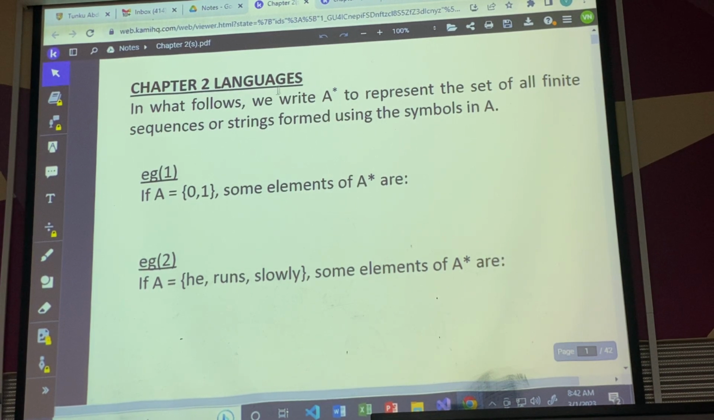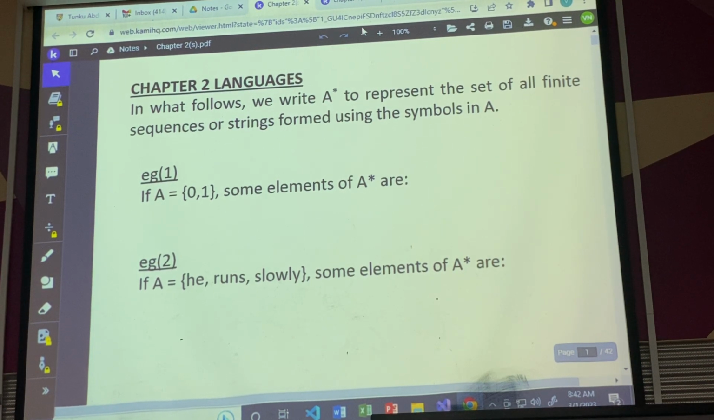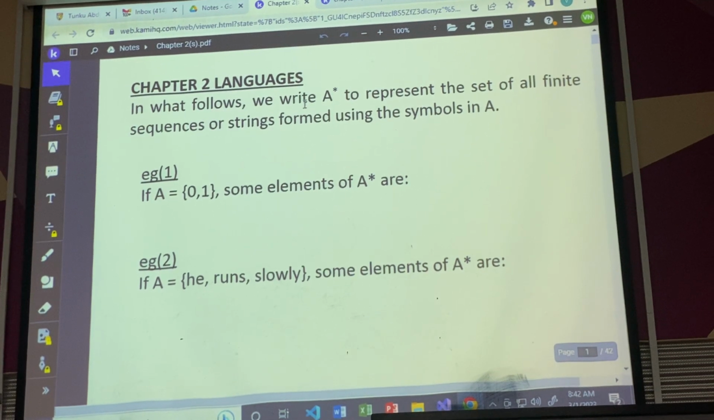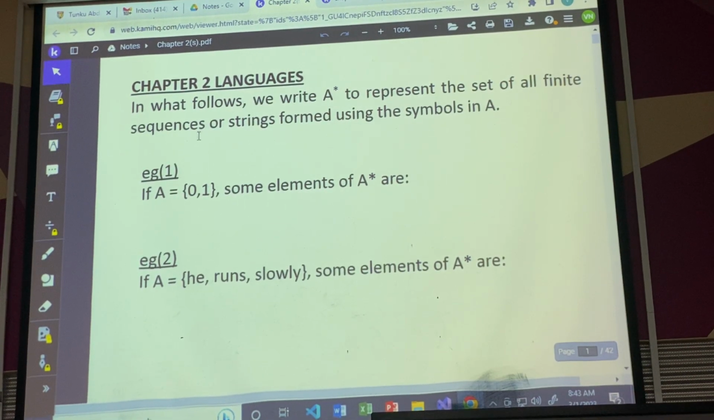I believe you have learned this in your previous discrete maths, right? What is the difference between strings and sequences? Still remember? What is a string? A string, you write all the elements without the comma, without the brackets, right? That is a string. For sequences, we write all the elements separated with a comma in between.